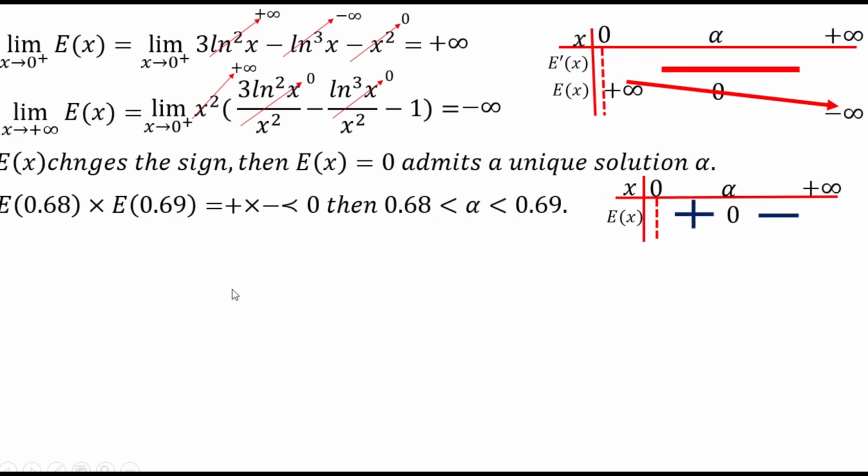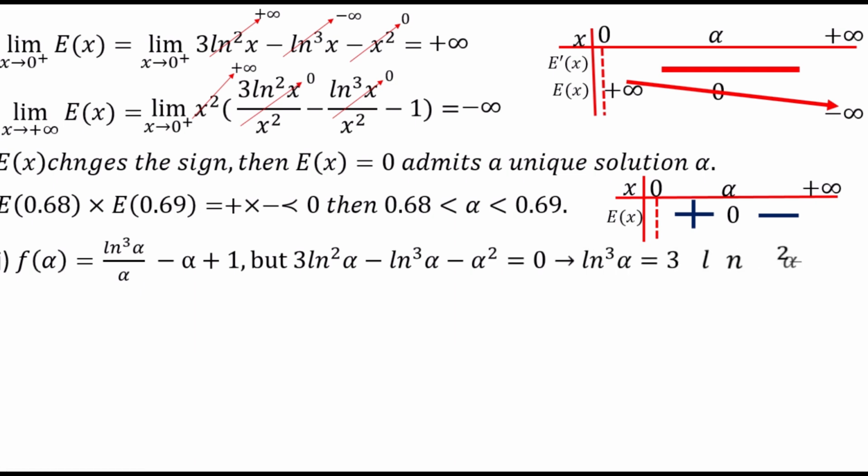What's the sign of E of x? E of x decreases from plus infinity to minus infinity, equal to 0 at alpha. Then for all x between 0 and alpha, E of x is positive, and for x greater than alpha, E of x is negative. Okay, here we have the numbers greater than 0, here numbers less than 0. So E of x is plus, minus.